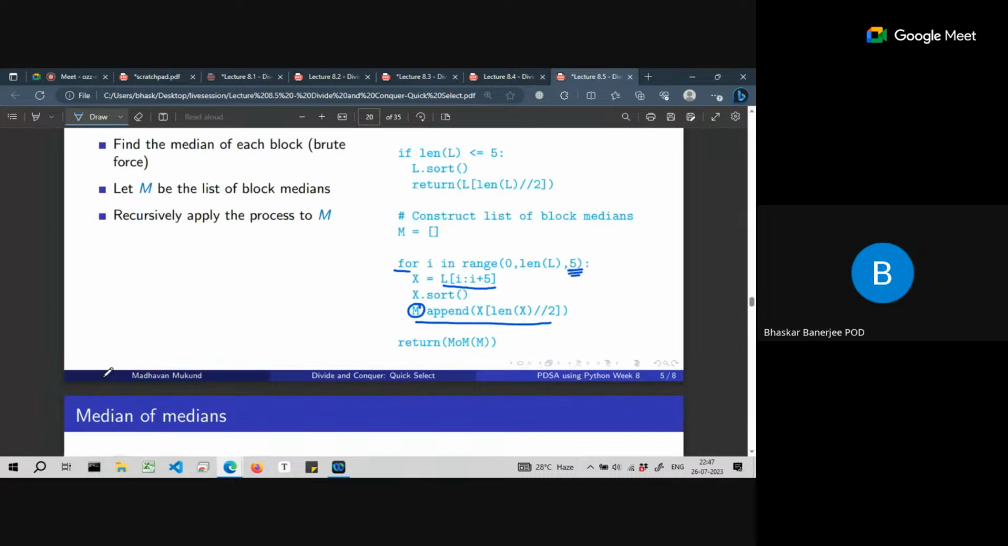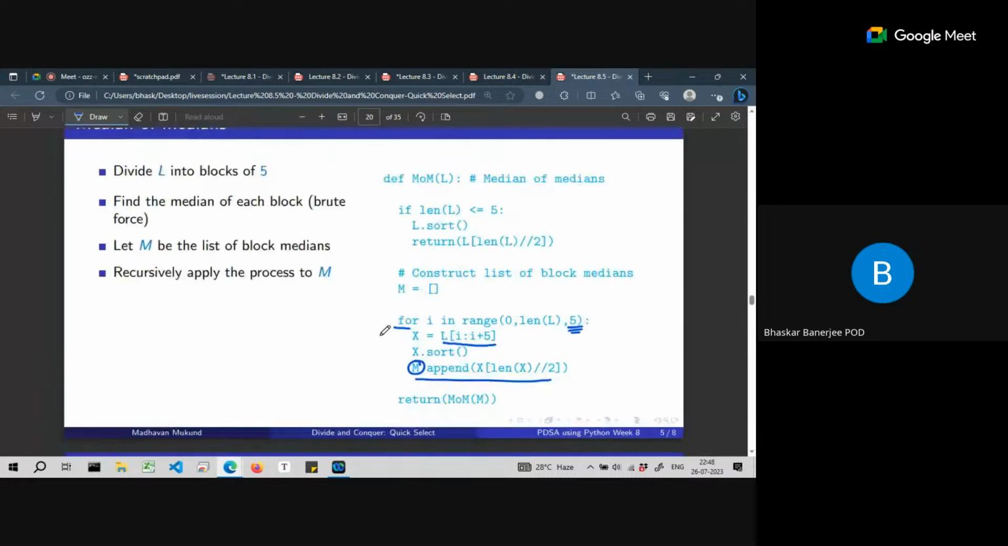Correct. So that's why this loop is doing the same thing, recursively calling median of median again on the next level. At some point you need a base condition, right? So when will it end? When the length is less than 5.